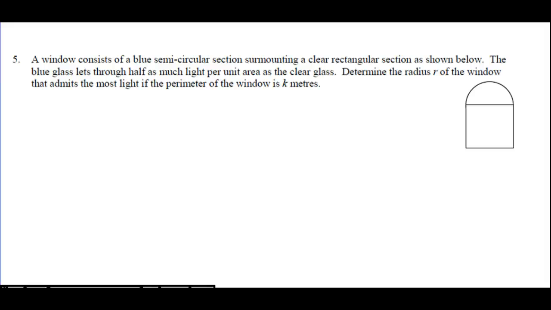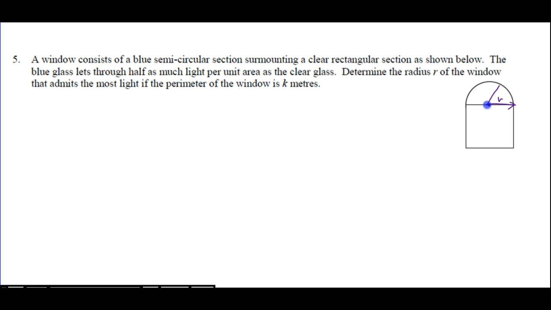So continuing with some max-min problems, the interesting thing about this one is there won't be any numbers in here. We're going to come up with an expression in terms of a couple of, and they're not variables, they'll actually be constants. So that window consists of a blue semicircular section surmounting a clear rectangular section as shown below. The blue glass lets through half as much light per unit area as the clear, so clear glass, blue glass. Determine the radius R of the window.